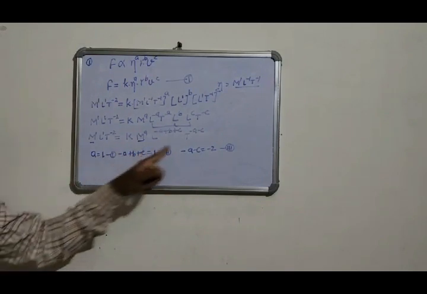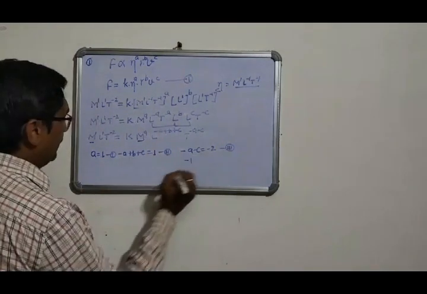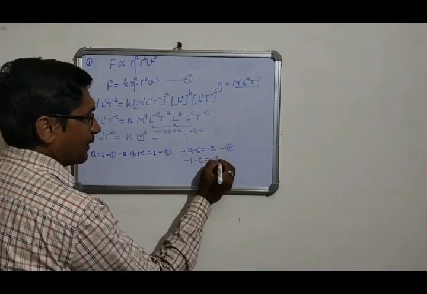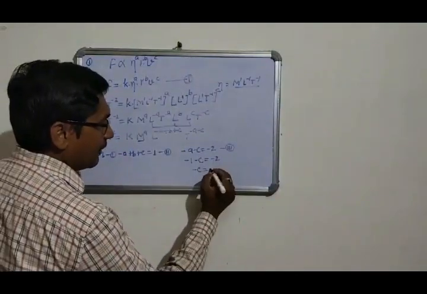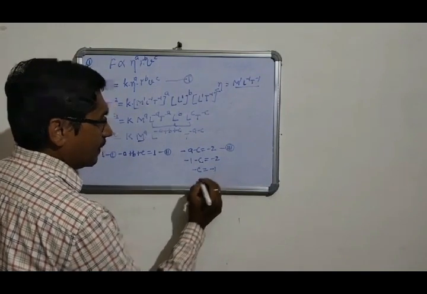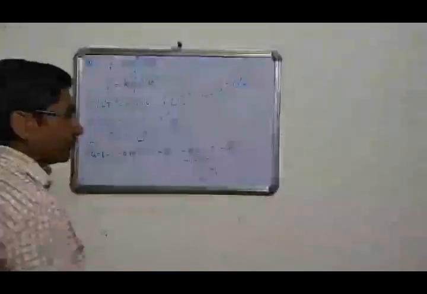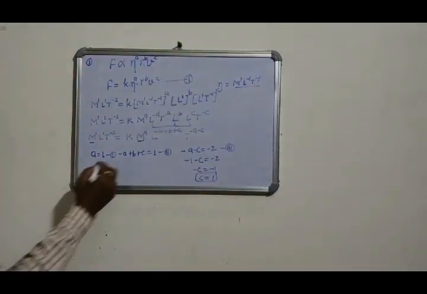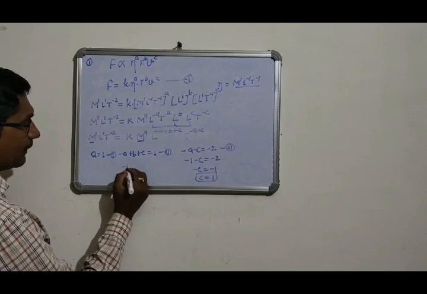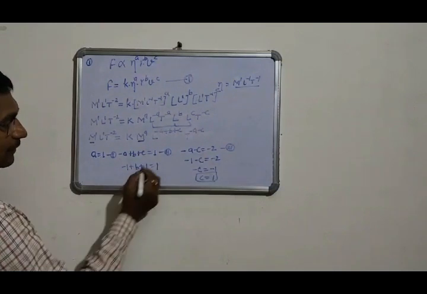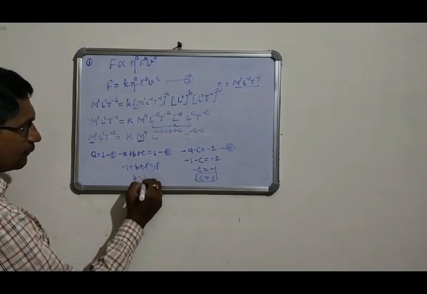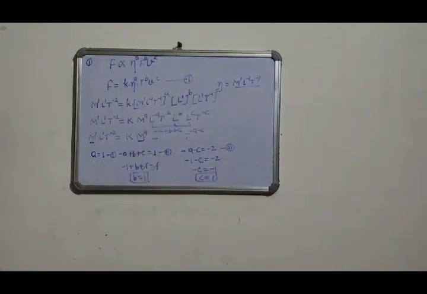The value of a is 1, so put it here: -1 - c equals -2, so -c equals -1, and c equals 1. Now put a equals 1 and c equals 1 into equation 2: -1 + b + 1 equals 1. The 1s cancel, and b equals 1. So a equals 1, b equals 1, c equals 1.